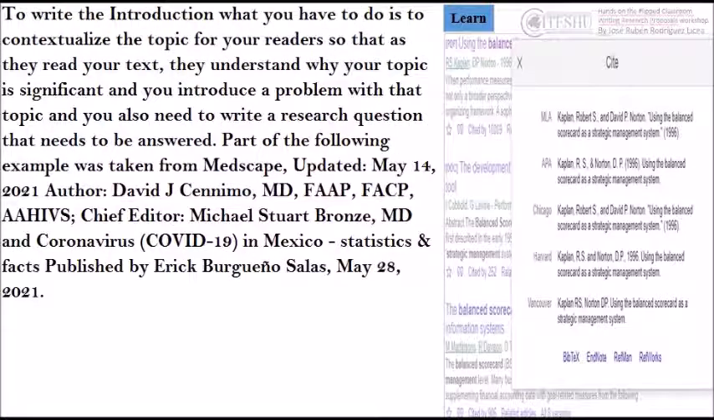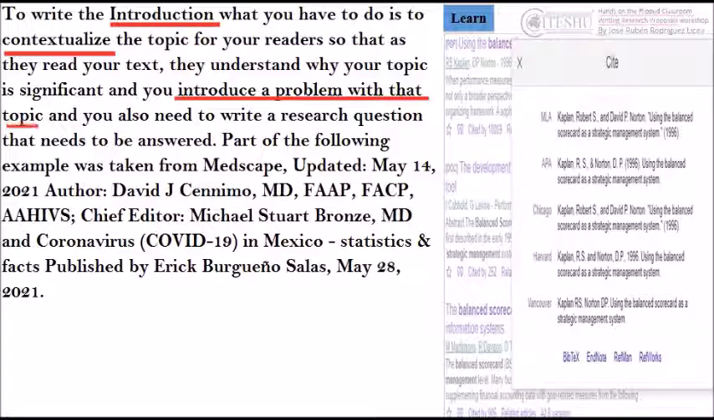To write the introduction, what you have to do is to contextualize the topic for your readers so that as they read your text, they understand why your topic is significant, and you introduce a problem with that topic, and you also need to write a research question that needs to be answered.